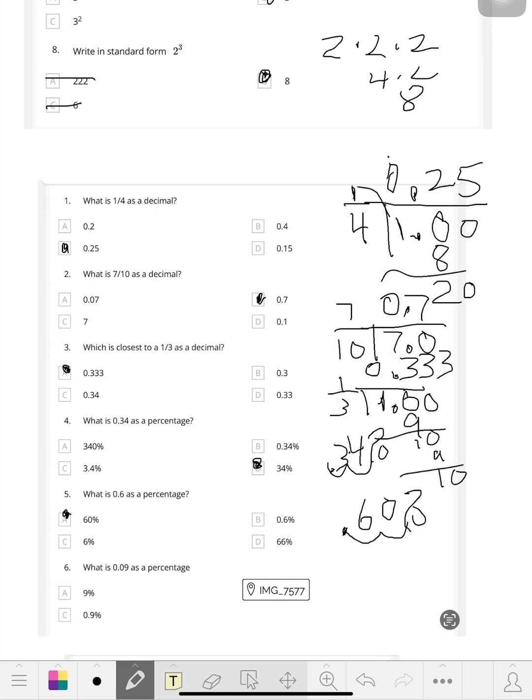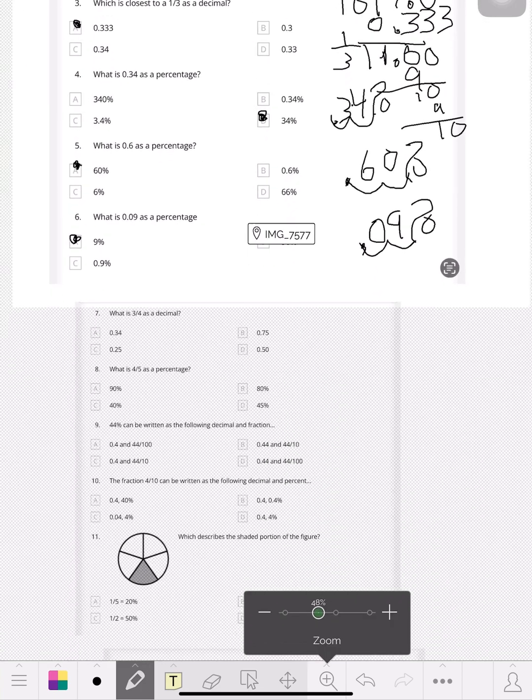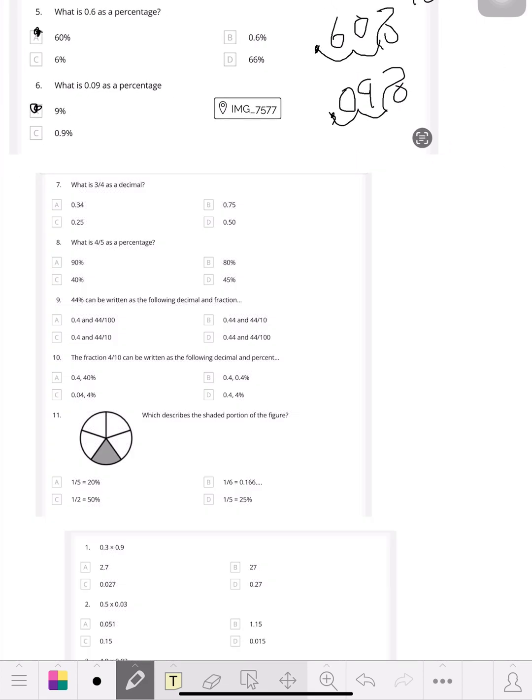Now, what is 0.09 as a percent? Let's write 0.09. We move 2 places to the right. Make a percent sign. Any of these say 9%? A says 9%. Hey, we just grabbed that one. See how easy these easy ones are? We can just whiz right through this, and we're picking up point after point after point. Now, let's see what this next one says.